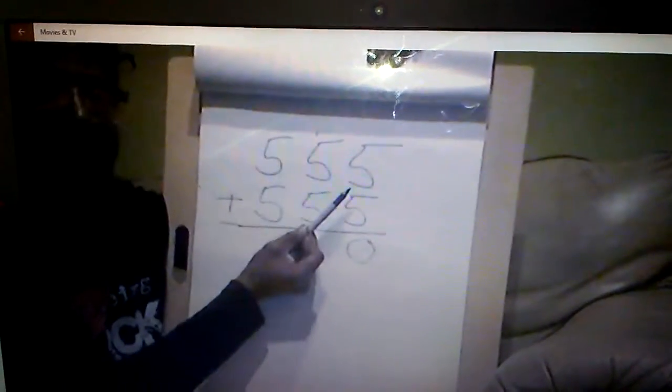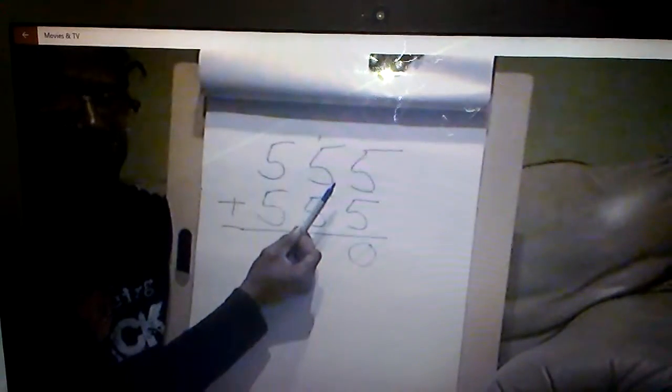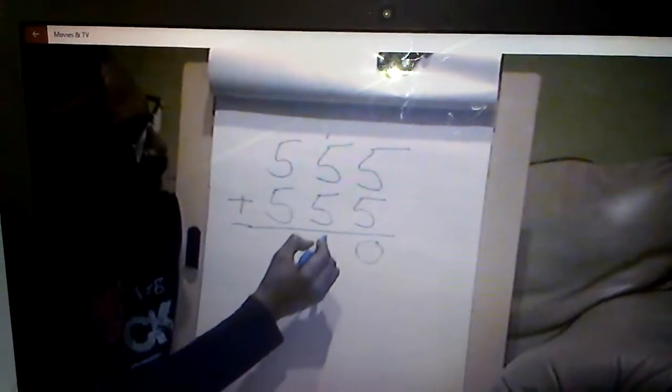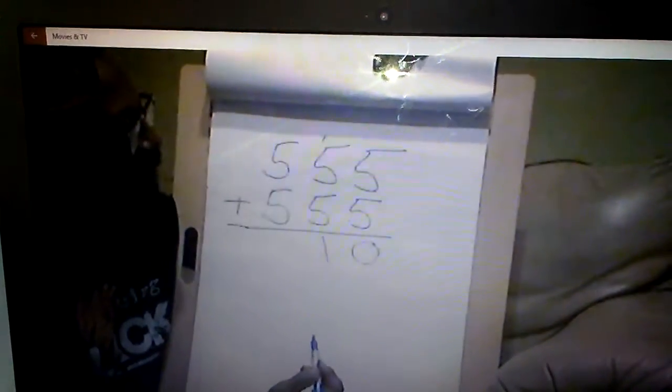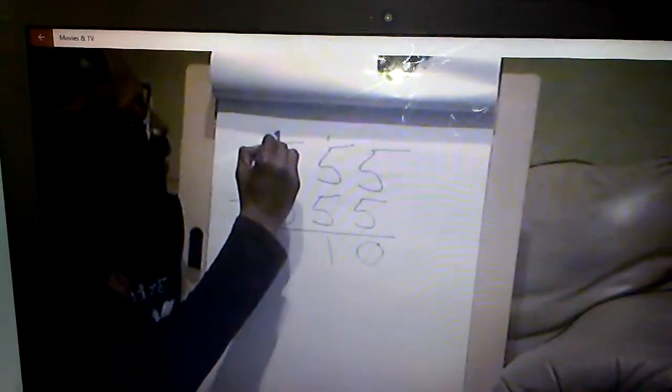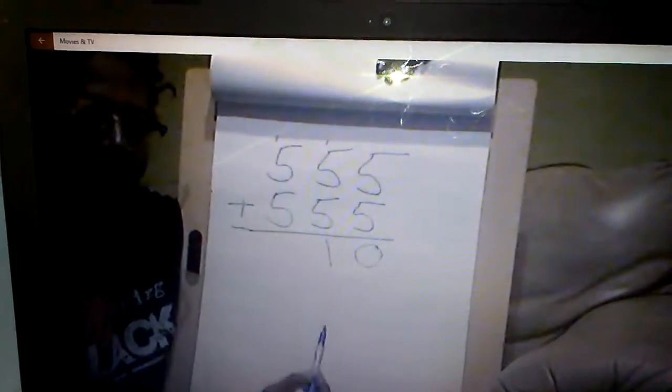Once again, 5 plus 5 is 10, but now you have the additional 1 from the previous column. 10 and 1 is 11. Writing 1, the number on the right-hand side, and carrying the number on the left-hand side, which happens to be a 1 also, to the third column.